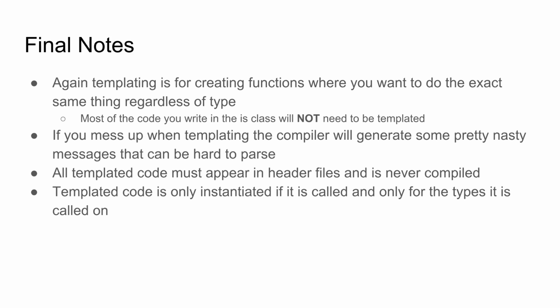If you only call min on integers, only one function will be created, a min function for ints. If you do a min function for integers and a min function for strings, now there will be two separate ones, one for integers, one for strings. But we're not going to generate every single possible type, only the ones that you actually asked for.